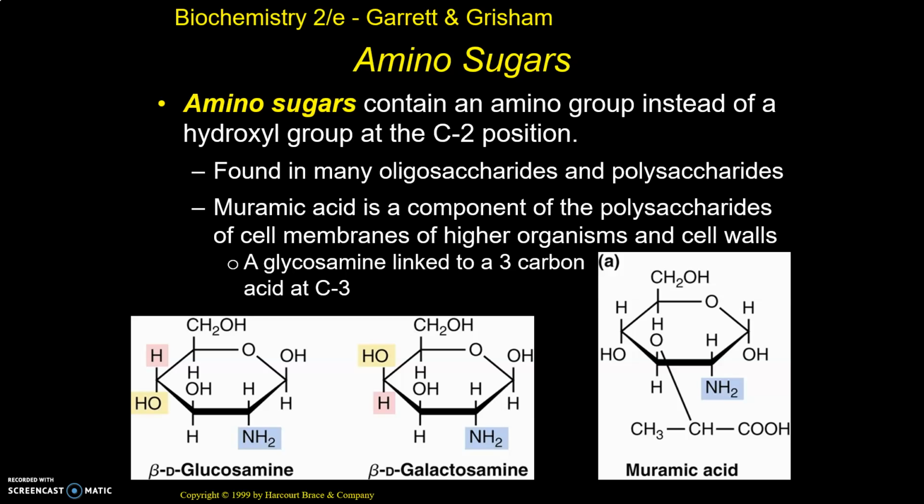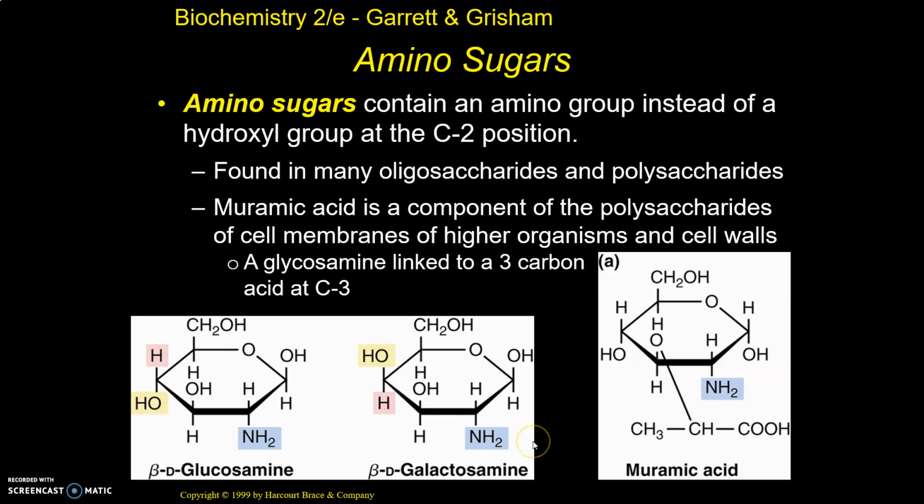All right, so amino sugars contain an amino group instead of a hydroxyl at the C2 position. So this is just like one of the previous things we've talked about, right? Instead of a hydroxyl group. So remember the deoxy sugars, where they took the hydroxyl group and just put a hydrogen? Now this is an amino sugar, so instead of the hydroxyl group, we're going to replace it with an amino group, right? Basically, other than that, it is exactly the same as what we've been talking about, all right?